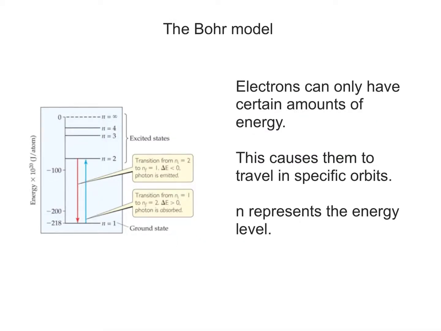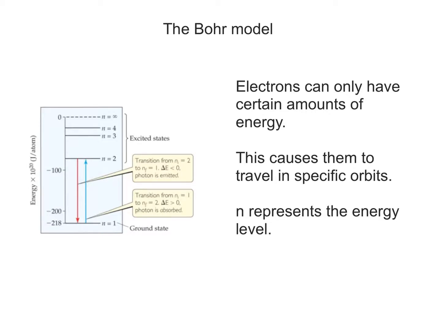Because the energy of the electron is quantized, it can only have certain amounts of energy. This causes the electron to travel in certain orbits. The symbol that we use to represent the energy level is N. So here is N equals 1. That's the lowest energy level. Here's N equals 2. You can find an electron here or here, but you should not find one here in between.